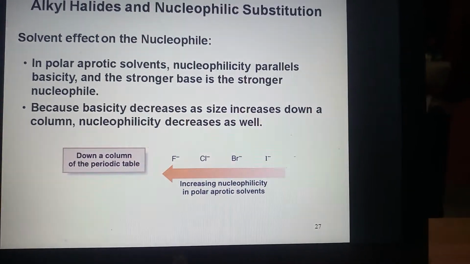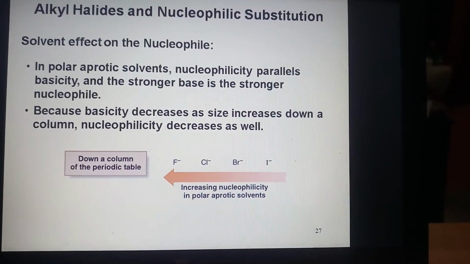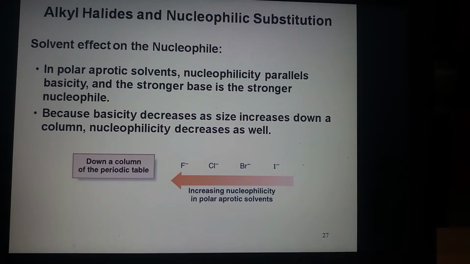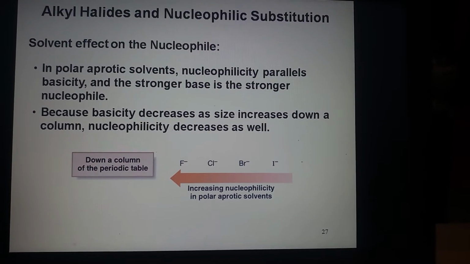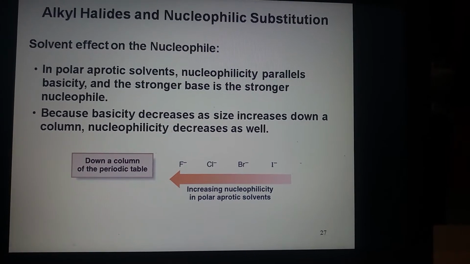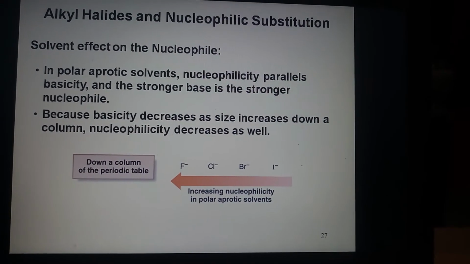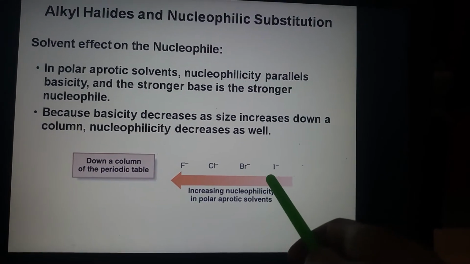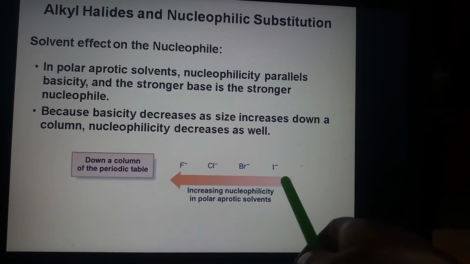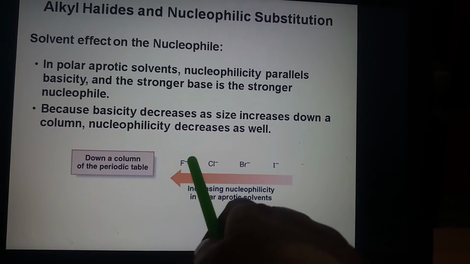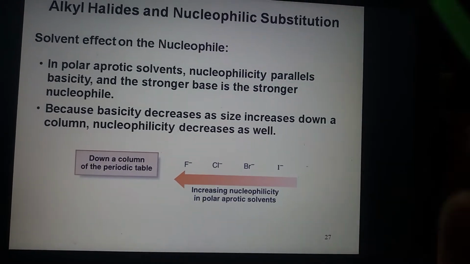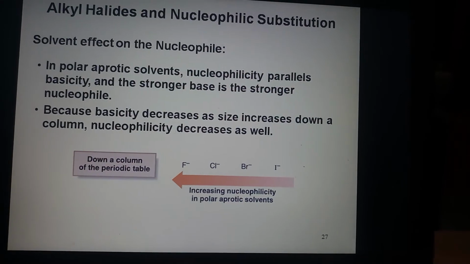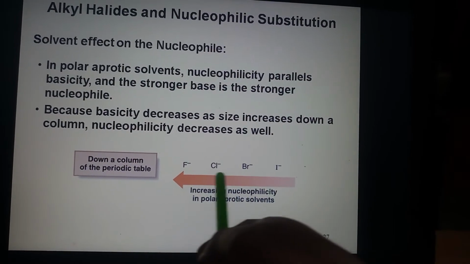So in polar aprotic solvents, nucleophilicity parallels basicity, and the stronger base is the stronger nucleophile. Because basicity decreases as size increases down a column, nucleophilicity decreases as well. So in polar aprotic solvent, with increasing basicity, fluoride is the strongest base, so it will act as the strongest nucleophile among the series.